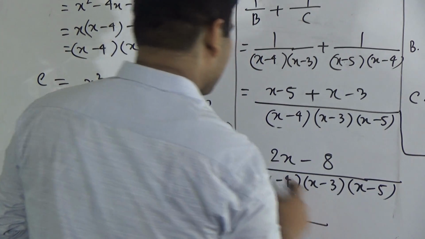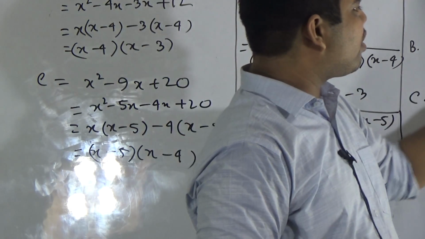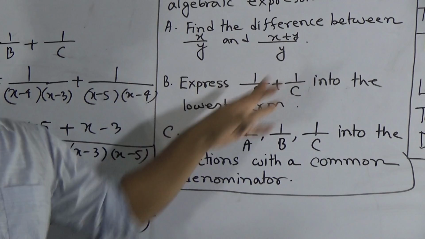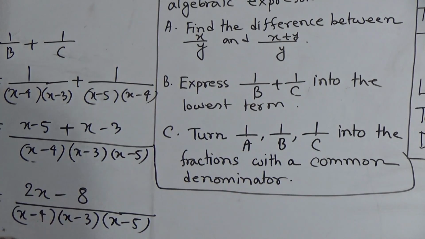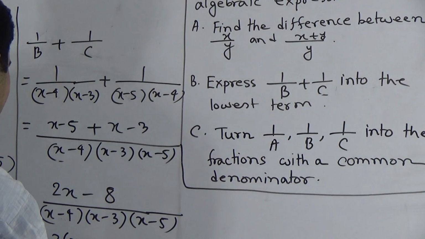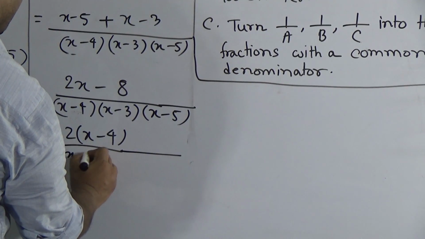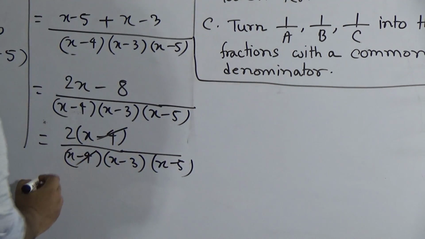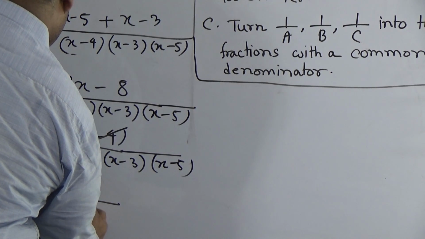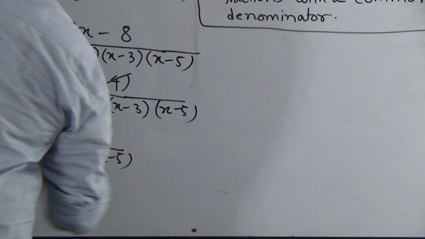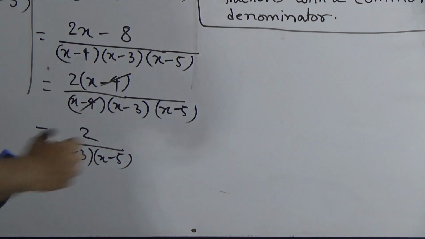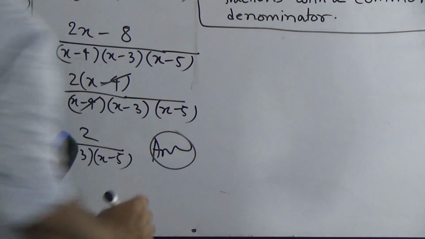Dear student, notice 1 by b plus 1 by c into the lowest term. That means 2x minus 8 over x minus 4, x minus 3, x minus 5 is the result of these two fractions. Now from this expression we take 2 common from 2x minus 8 and left x minus 4, and x minus 4 over x minus 3, x minus 5. The x minus 4 and x minus 4 cancel and left 2 over x minus 3, x minus 5. My dear student, this is the lowest term of 1 by b plus 1 by c. I hope you have understood and this is the answer of question number B.